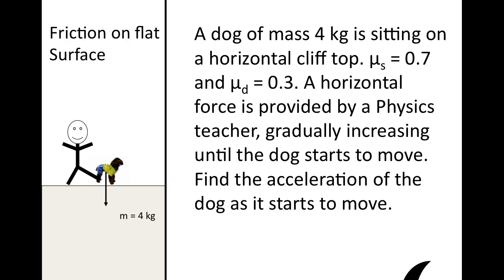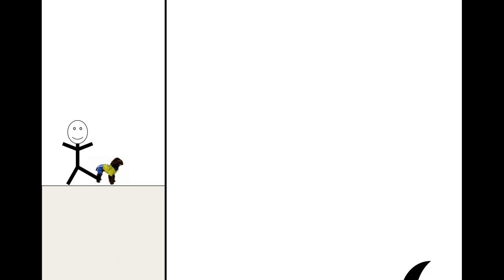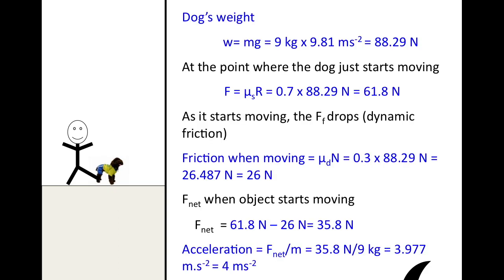Here are the arrows for the dog's weight being pulled down by gravity and the normal force that is pushing up against the dog. The first thing that you want to do is to find the dog's weight, which is weight equals mass times gravity. And we have 9 kilograms times 9.8 meters per second squared, which gives us 88.29 newtons.